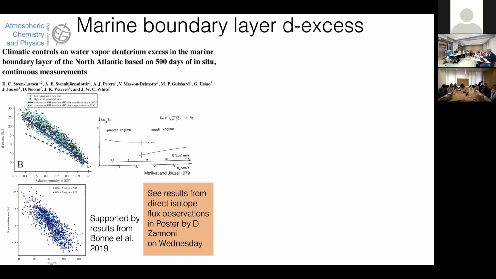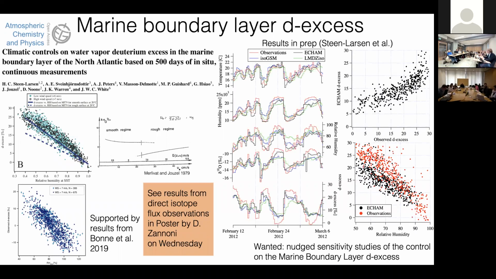Similarly, it was not observed in the result from Bond et al. 2019. So I really encourage you to see the result from our direct isotope flux observation in a poster by Daniela Zanoni on Wednesday. And I will start wrapping up in 2 slides.